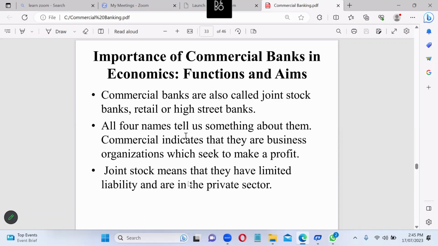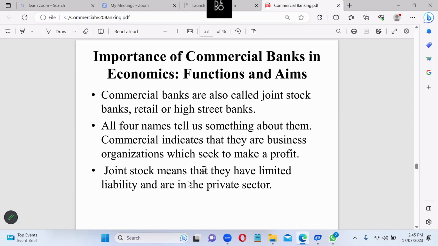Commercial bank indicates that they are business organizations which seek to make a profit. Joint stock means that they have limited liability. They have a liability, but the liability is limited, and they are in the private sector. Not all banks are government sector. Take People's Bank or BOC: those are semi-government banks, not fully government banks. We cannot take them like that. There are some private investors also in People's Bank as well as BOC.